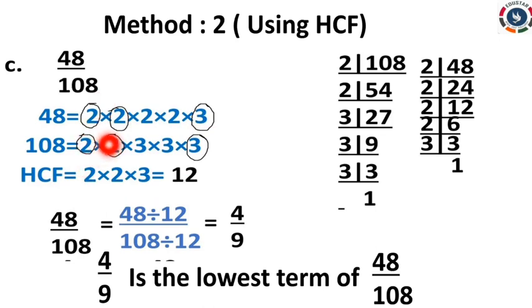So what is common here? 2 is common, 3 is common. So totally 2 into 2 into 3. If you multiply this, you will get 12 as the answer. So that is the HCF. That HCF is used to divide the given fraction. So 48 by 108 is equal to 48 divided by 12, 108 divided by 12. If you divide, you get 4 by 9. So 4 by 9 is the lowest term of 48 by 108. This is another method. Whichever is easy for you, you can follow that for the exam.